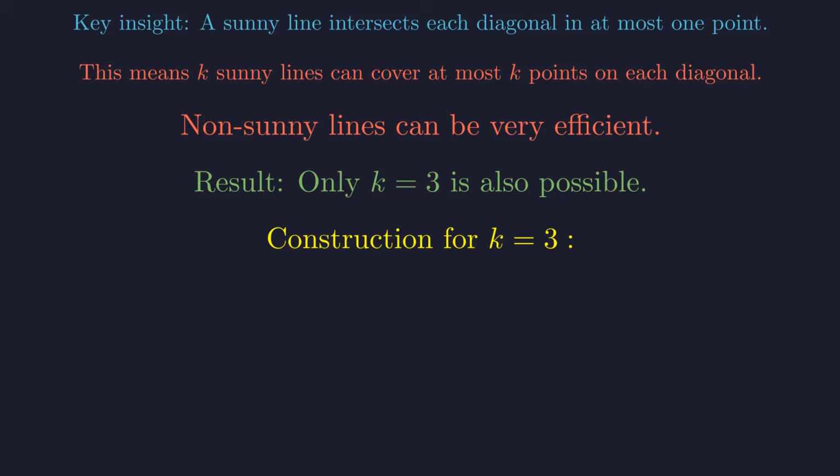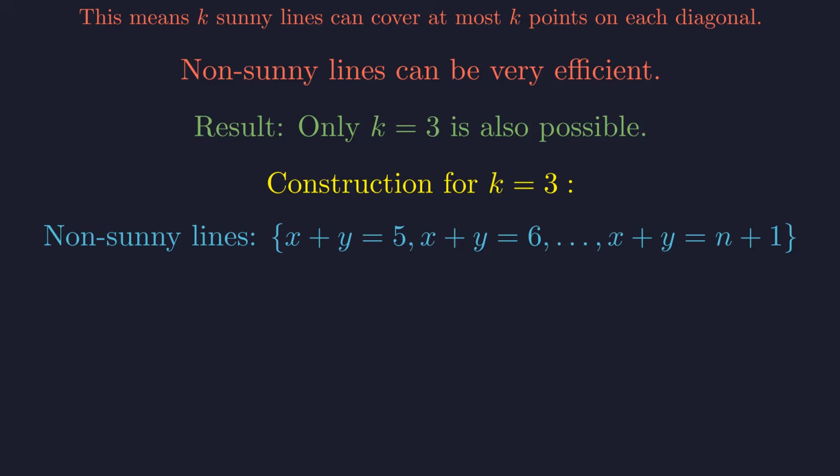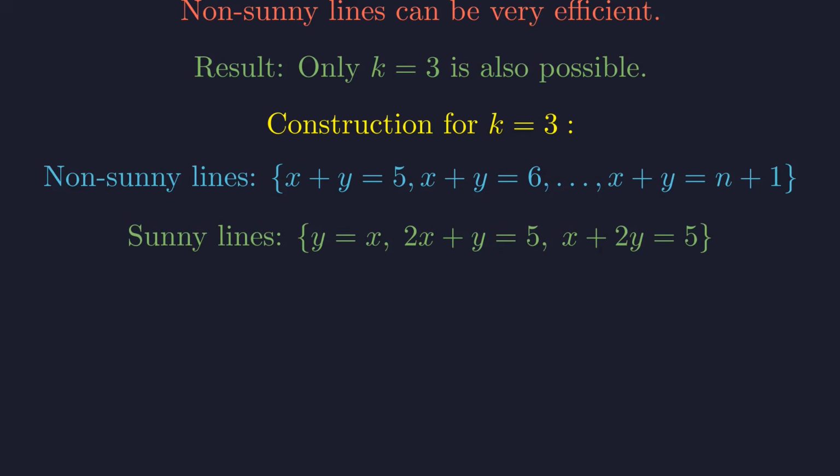The strategy is to use the efficient non-sunny diagonal lines to cover the outer part of the grid, leaving a small core for the sunny lines. We use n-3 non-sunny lines of the form x plus y equals s, for s from 5 to n plus 1. These cover all points where the coordinate sum is 5 or greater. The remaining points are exactly those from the n equals 3 case.